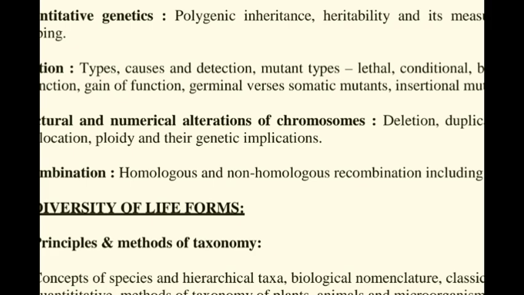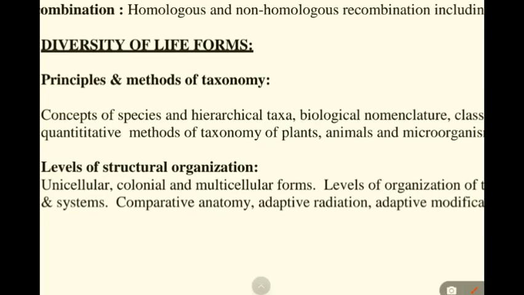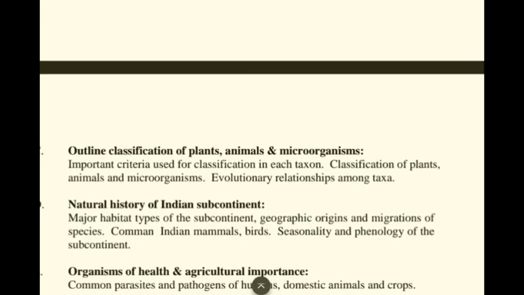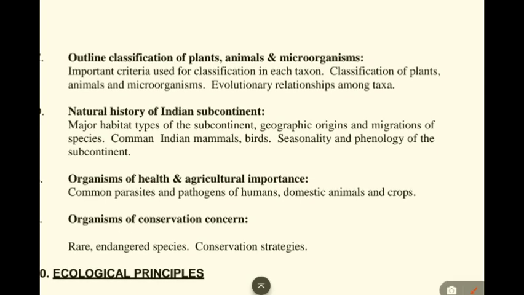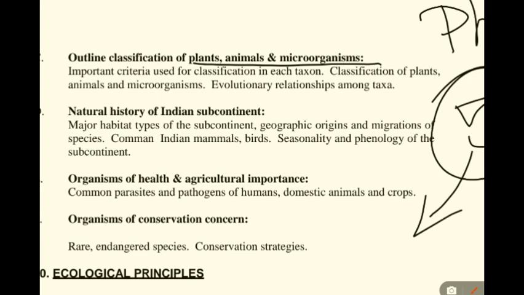Next, about diversity of life forms. Principles and methods of taxonomy, levels of structural organization, classification of plants and animals, various taxa, various phyla, the five kingdom classification, Whittaker's five kingdom classification, in depth about each kingdom and their characteristics, about the health and agriculture importance, and about the various conservation strategies.